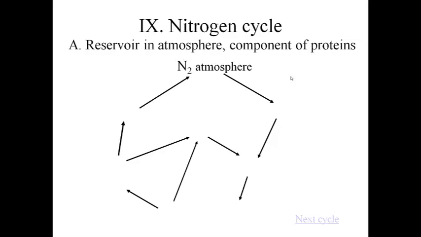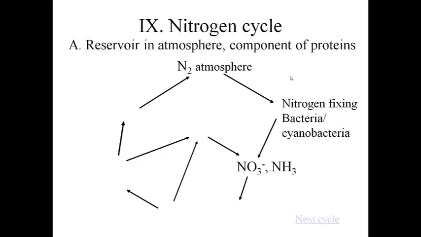nitrogen gas in the atmosphere. Nitrogen gas is a very strongly bonded molecule, there's only a few things on Earth that can do anything with it, and those would be the nitrogen-fixing bacteria and the cyanobacteria. They can take that triple bonded nitrogen gas out of the atmosphere and change it into nitrates and ammonia, which you can think of as plant fertilizers. Those nitrates and ammonia are then taken up by plant proteins, which are then passed along to consumer proteins.